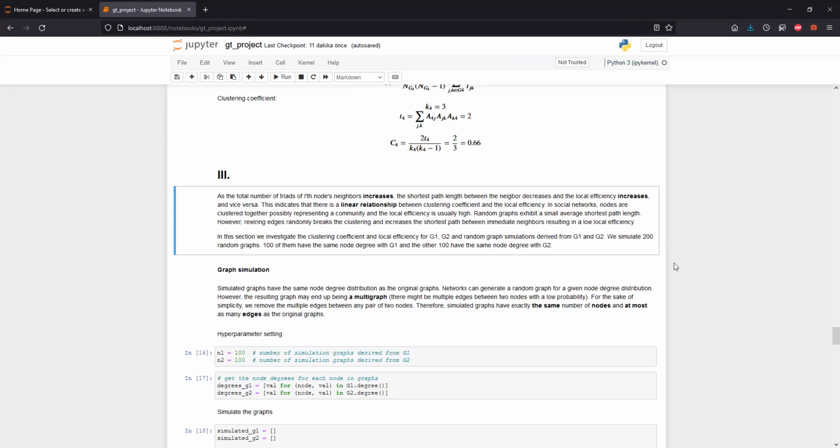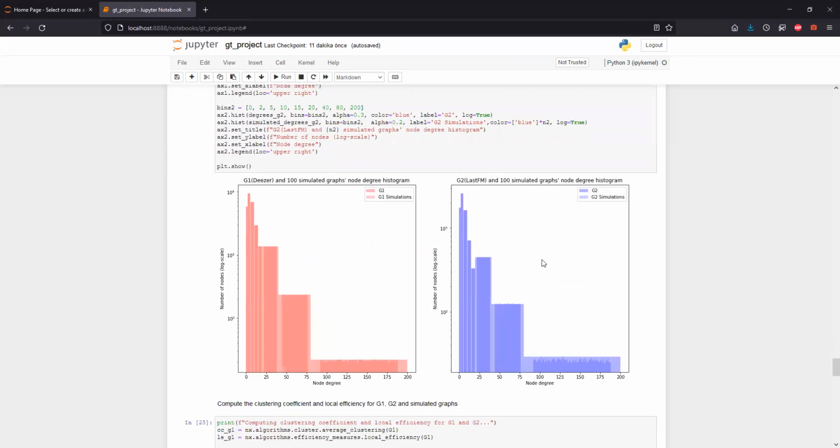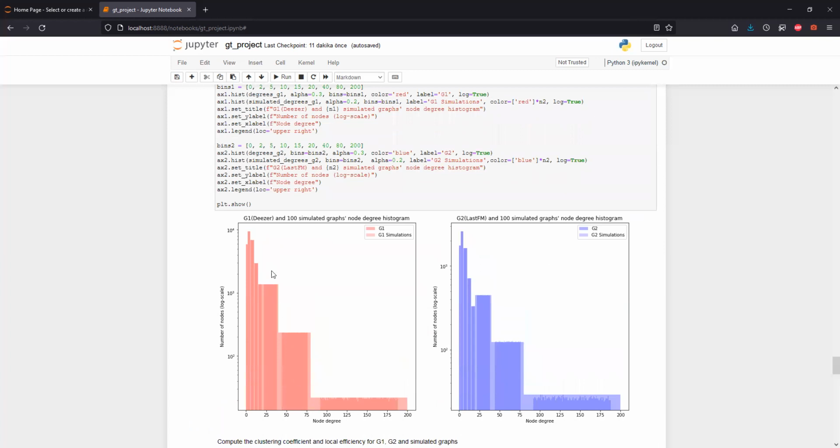In this section, we investigated the clustering coefficient and local efficiency for G1, G2, and random graph simulations derived from G1 and G2. We simulate 200 random graphs. 100 of them have the same node degree with G1, and the other 100 have the same node degree with G2. NetworkX can generate a random graph for a given node degree distribution.